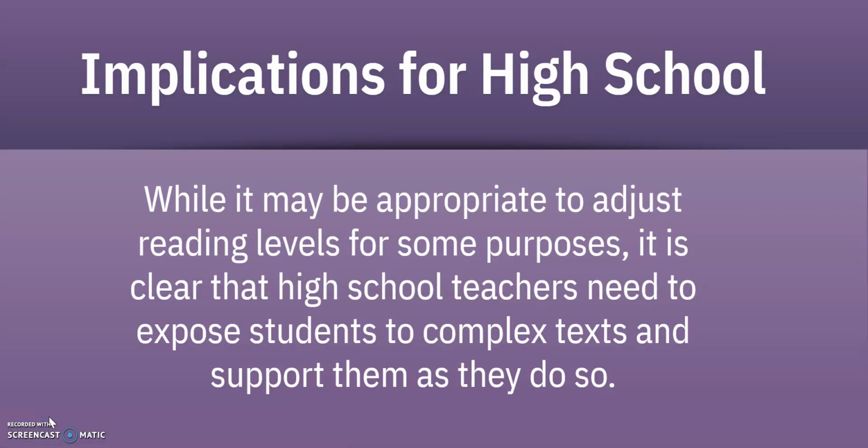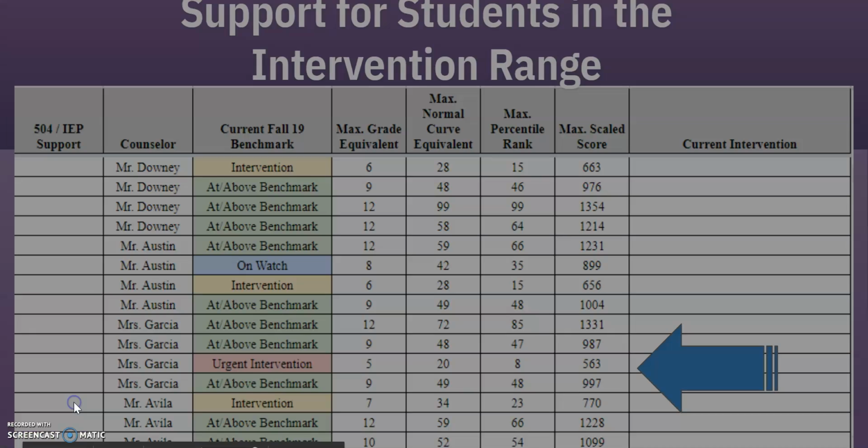So while it may be appropriate to adjust reading levels for some purposes, and on occasion you may decide to do that, it is clear that high school teachers need to expose students to complex texts and support them as they do so. Taking a student in the intervention range and never exposing them to a complex text is doing that student a disservice. Instead, we do want to expose students to complex text, but we want to accompany that with high-level scaffolding and support.